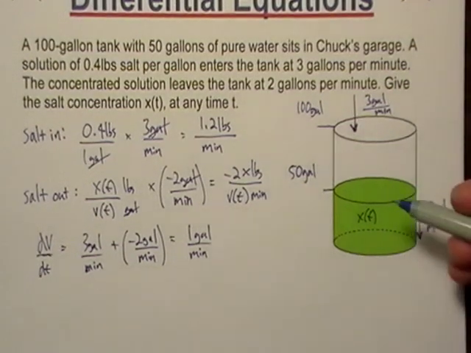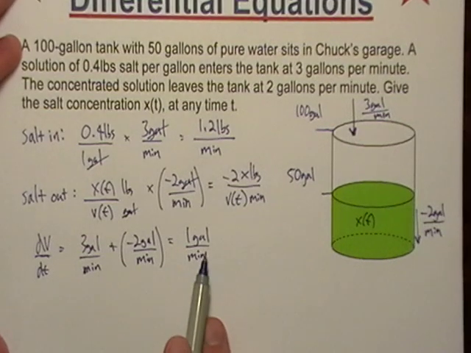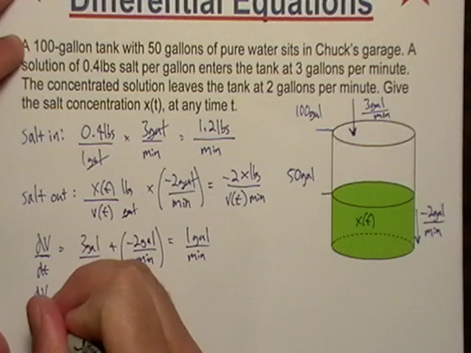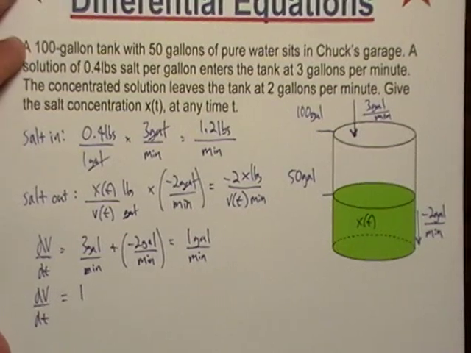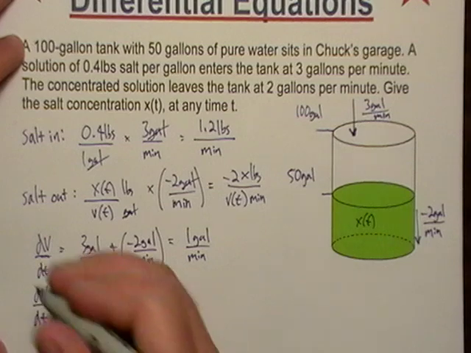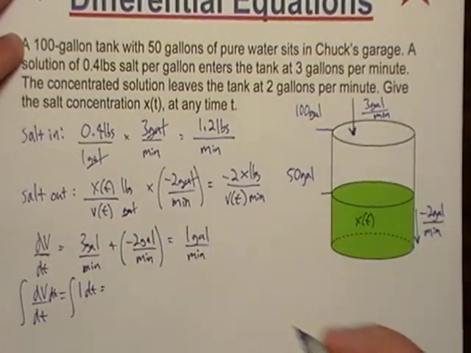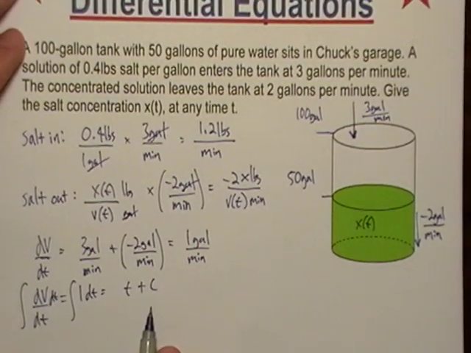Just make sure you have your signs properly applied. We're going to scrap the units for right now, just when we do the actual analytic part, and we're going to say dV/dt is equal to 1. So if I want v of t, all I have to do is integrate this with respect to t. It's a very simple integral. It is t plus c. So what is c?